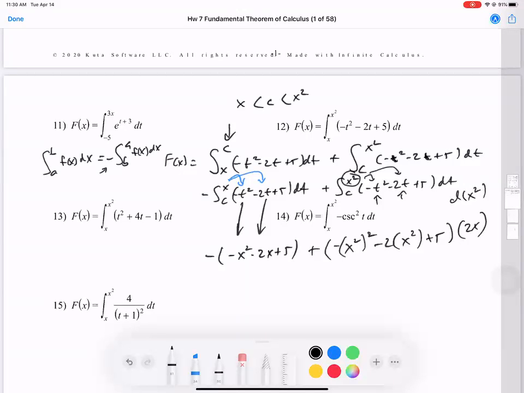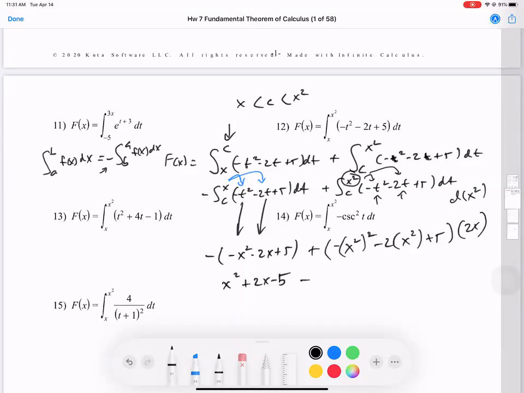Now you just got to simplify it. X squared, distributing the negative, plus 2x minus 5. Plus over here is, oh, sorry, not plus. Distributing the plus sign is negative x to the fourth minus 2x squared plus 5. And I'm going to multiply this by 2x. So multiply all that by 2x.